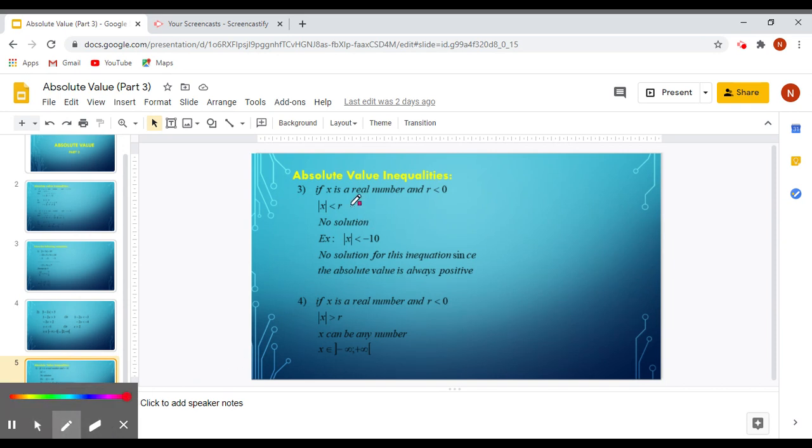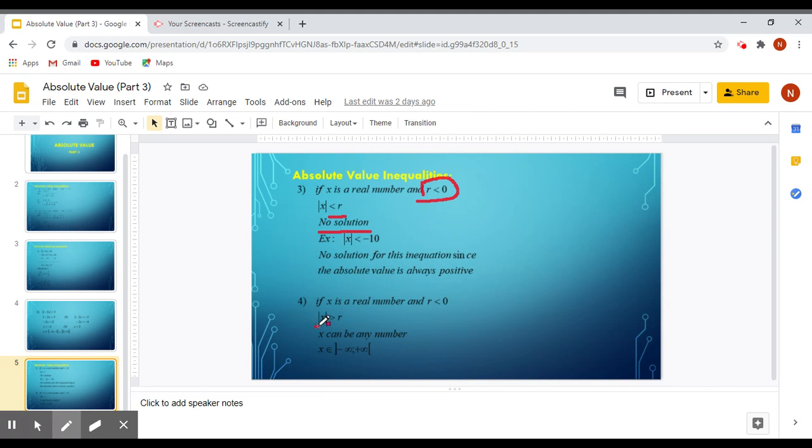Now, if we have x a real number and r is negative here, okay? So if x absolute value, we said that the absolute value is always positive, so it cannot be less than a negative number. So in this case, there is no solution. Example, absolute value of x is less than minus 10. The absolute value is always positive, so it cannot be less than a negative number. So there is no solution.